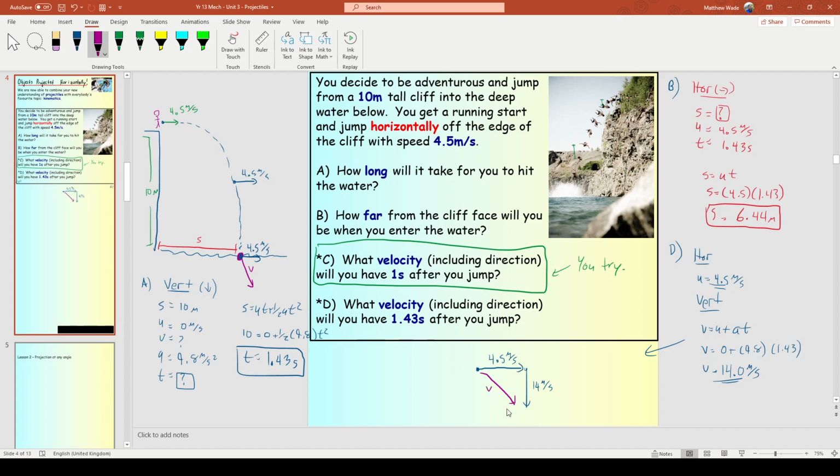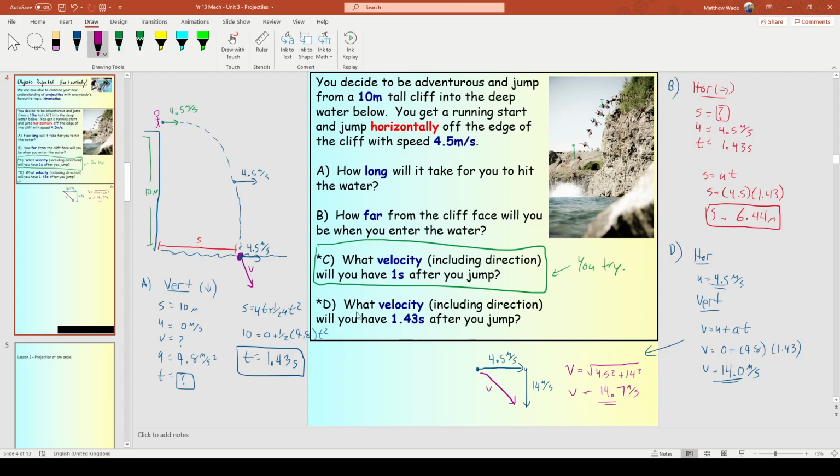Okay, and that means our resultant speed, buddies, is this here. How do you get our final speed? Well, Pythagoras' theorem. V equals the square root of 4.5 squared plus 14 squared, which means V is 14.7 meters per second. So the horizontal speed didn't actually add very much.